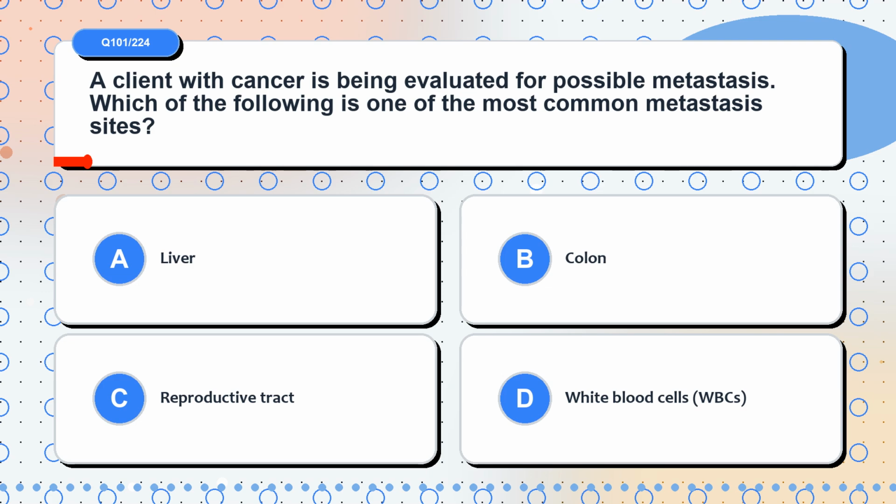Question 101. A client with cancer is being evaluated for possible metastases. Which of the following is one of the most common metastases sites? Here are the options. Option A, liver. Option B, colon. Option C, reproductive tract. Option D, white blood cells, WBCs.